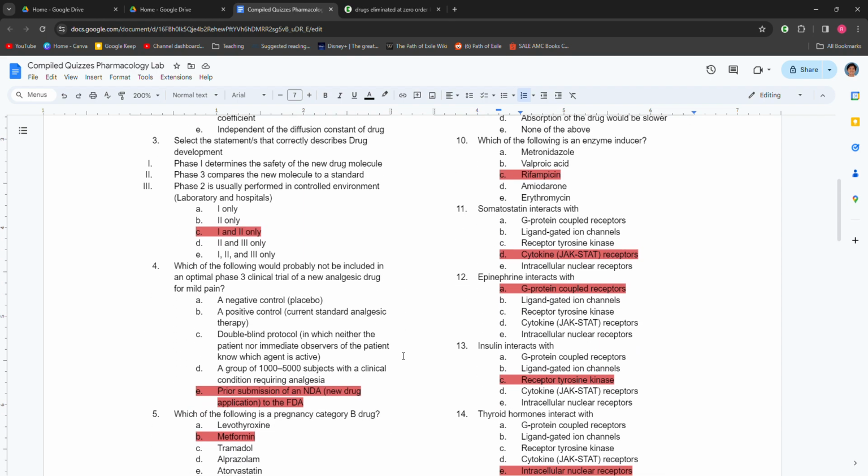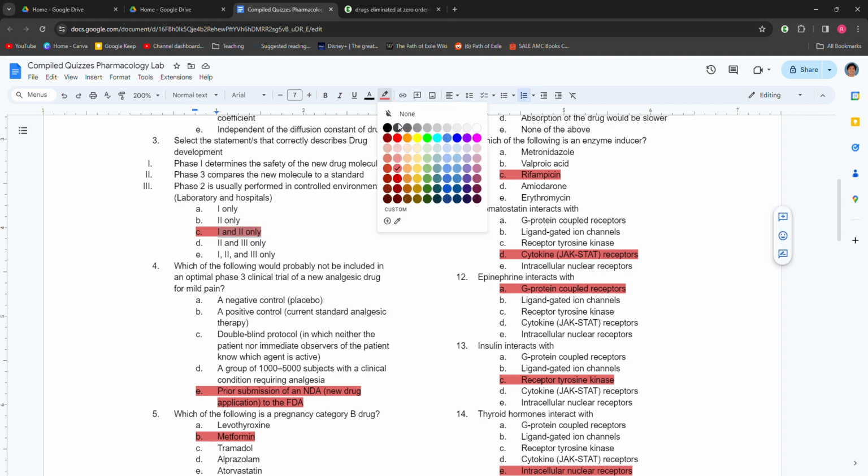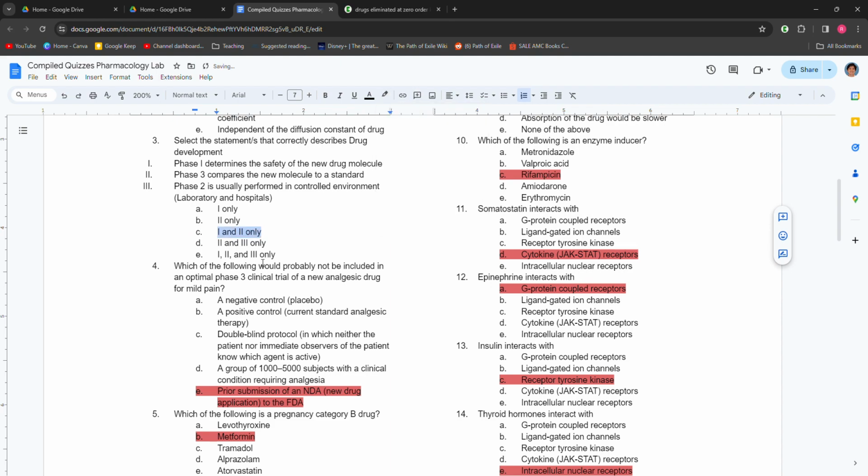Question number three. Select the statement that correctly describes the process of drug development. So here, sorry, this is actually incorrect. So let me remove the highlight here. So it should be none. Phase 1 determines the safety of the new drug molecule. That's correct. So each choice here with phase 1 can be correct. Therefore, letter B and letter D are already wrong.